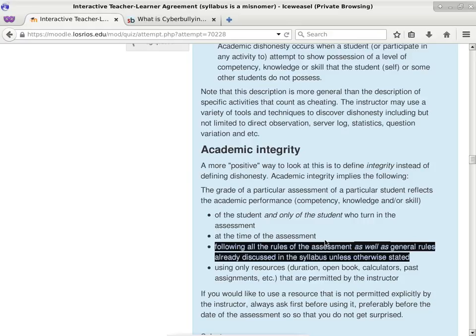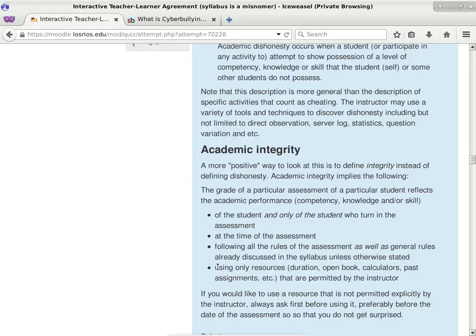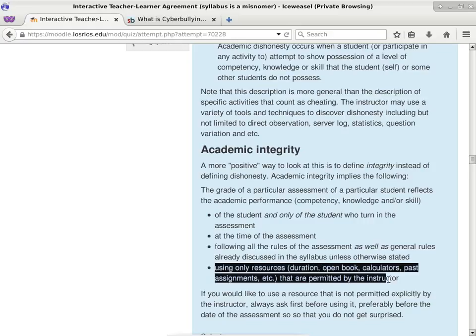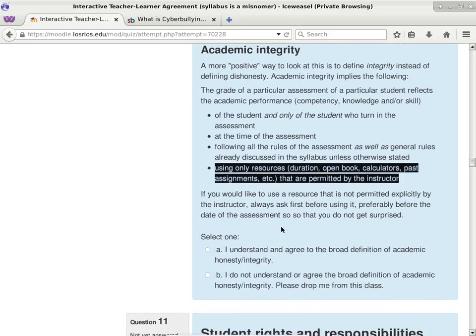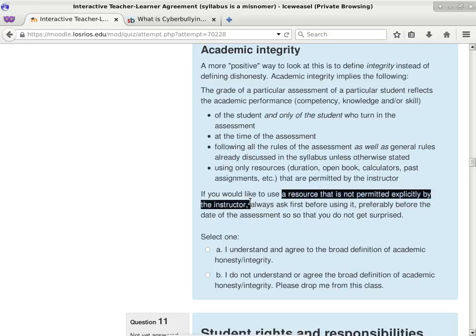The book is not going to be a resource. We'll talk about that a little bit later. Using only the resources that are permitted by the instructor. If you want to use a resource that is not permitted explicitly by the instructor, me, you might want to ask before the assessment. We're talking about exams here. So for instance, if I just say it's open book, open notes, and you have a resource, maybe a chart or something like that, and you want to bring that in, if you're not sure, just go ahead and ask me.